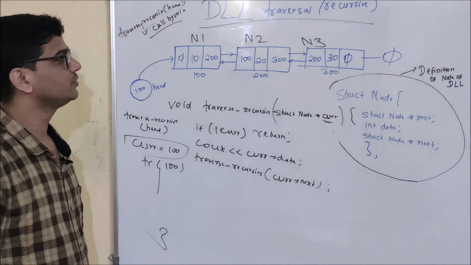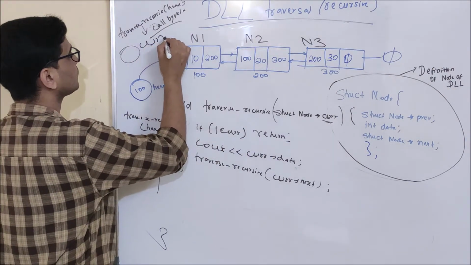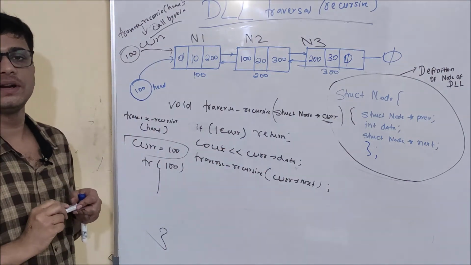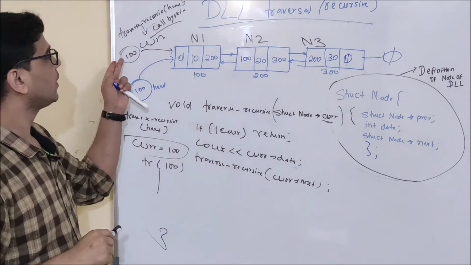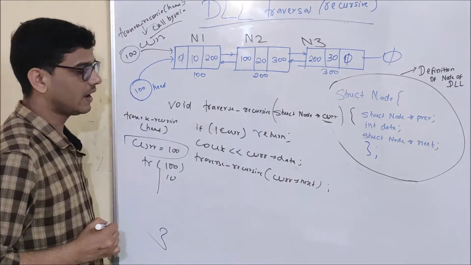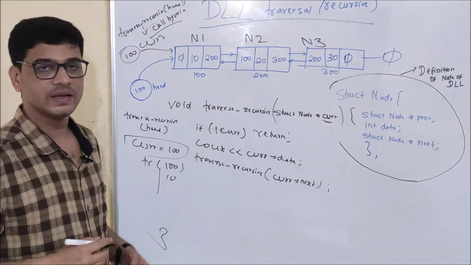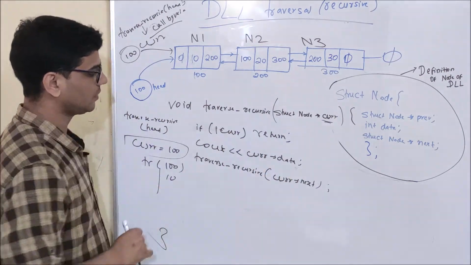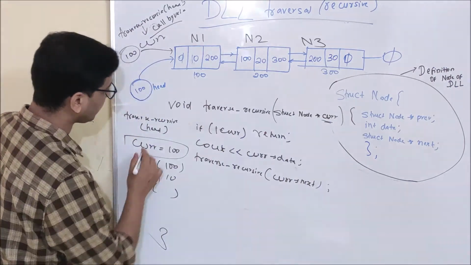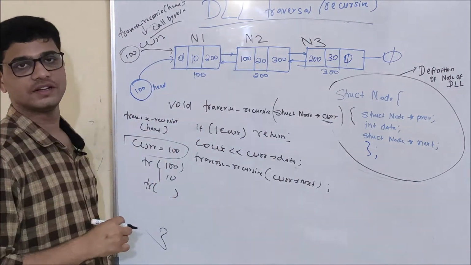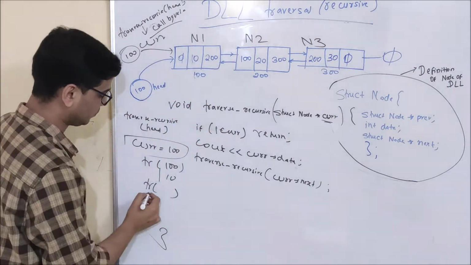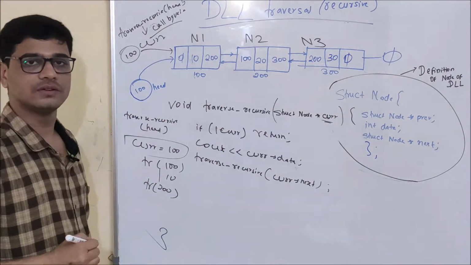So first of all, we are printing current dot data. So what will be the data? Current is 100. So data part of the node starting from memory address 100. So we will print 10. And after that, we will make a recursive call to traverse recursive current dot next. And what is current dot next here? Next part of the node starting from memory address 100. That is node 1 next part. We will make a call to traverse recursive 200.